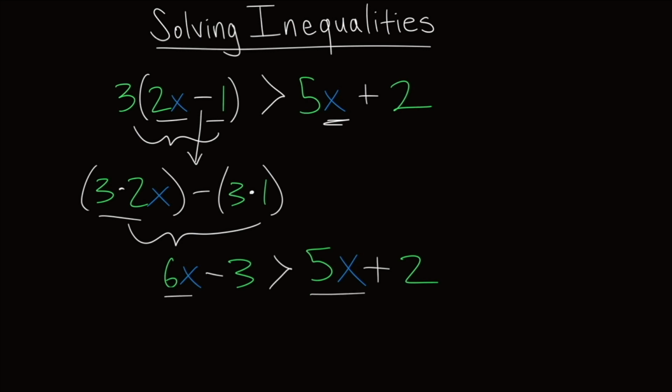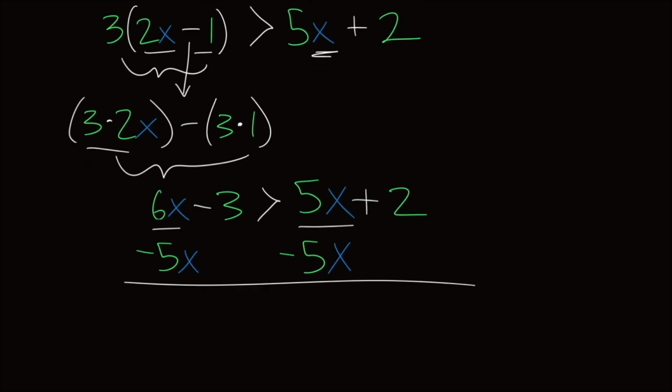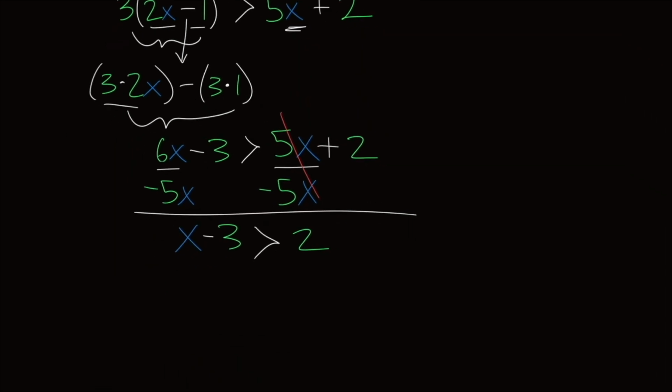6x's on the left, so I'm going to take away 5x's from the right-hand side, and again I want to do the same thing on both sides. So subtracting these values leaves me with, on the left, just 1x, and I'll rewrite minus 3, and this is greater than, well, 5x minus 5x, those cancel out, and all I'm left with on the right-hand side is 2. Our x is almost isolated.